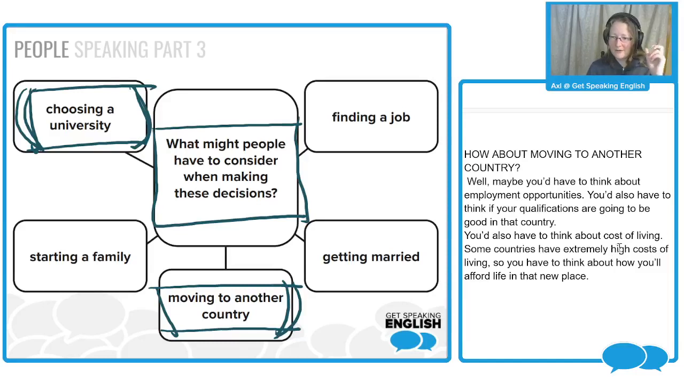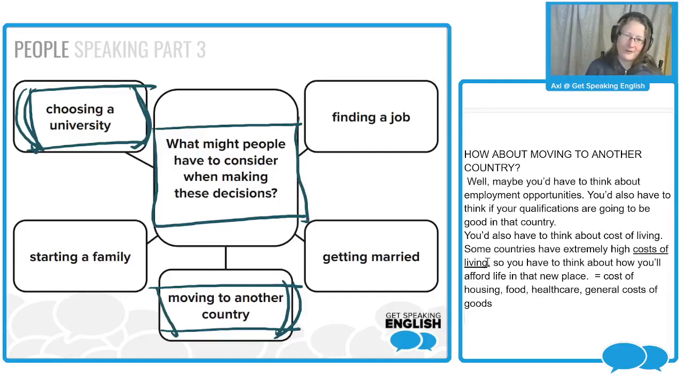And if we're talking about costs of living, we're talking about the cost of housing, food, for example, healthcare, just like the general cost of goods, right? Some countries have really high costs of living where you have to pay a lot to be there, whereas others have lower costs of living. So you don't spend as much money for rent, food, those sort of things. So that's a really big thing.